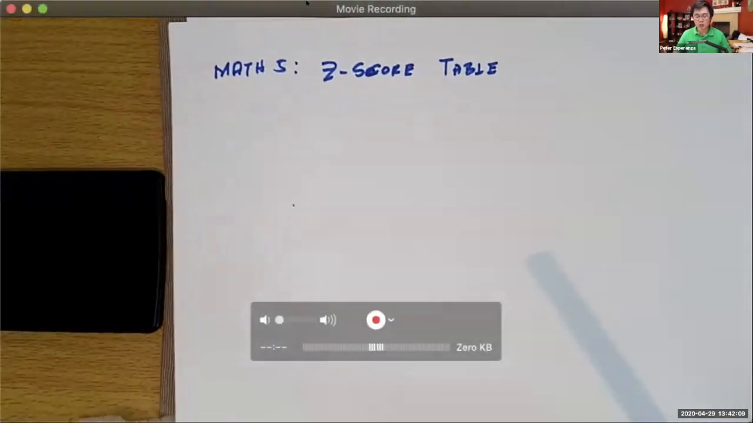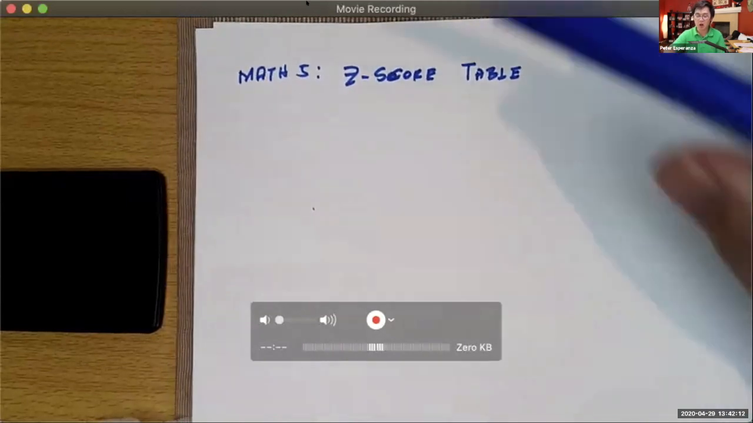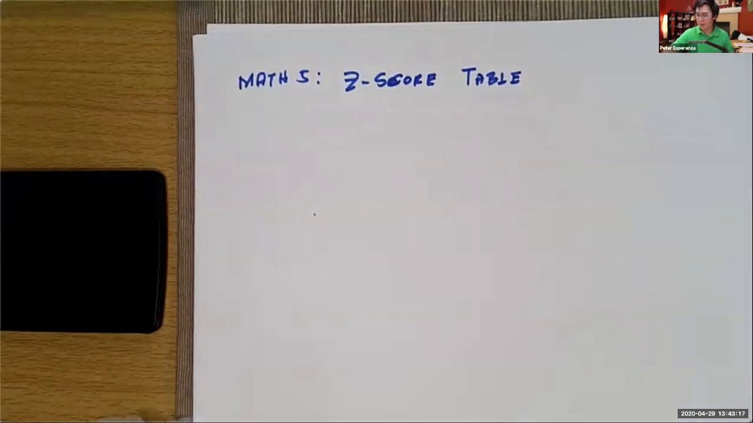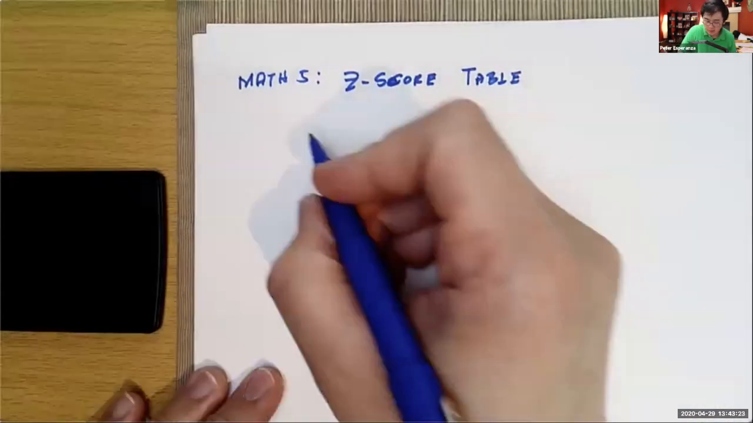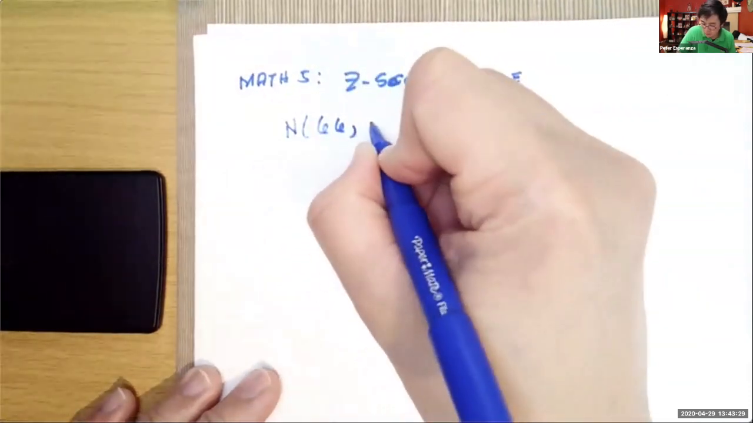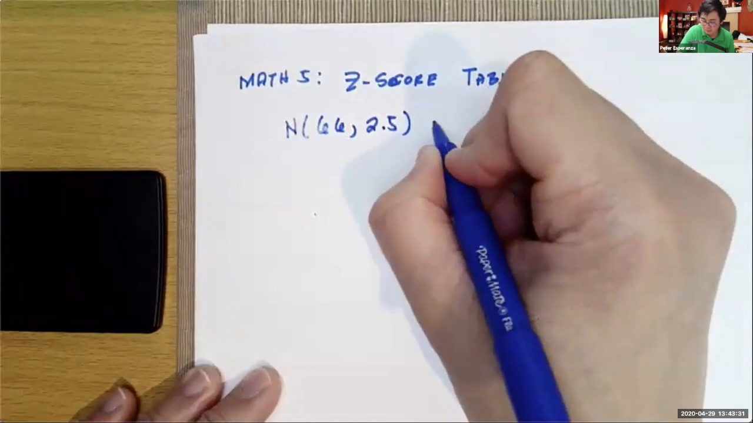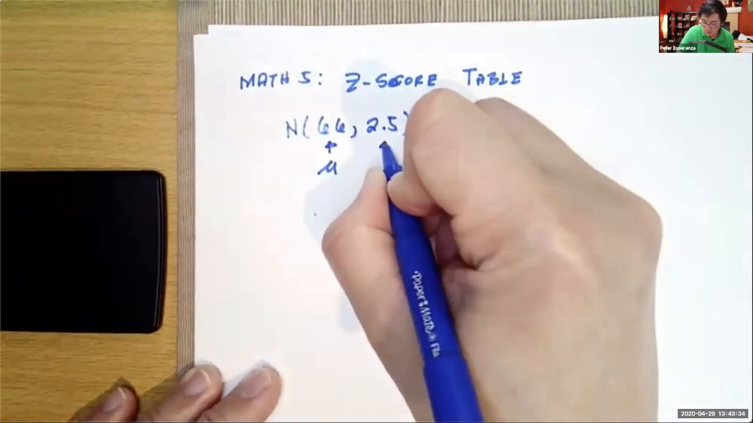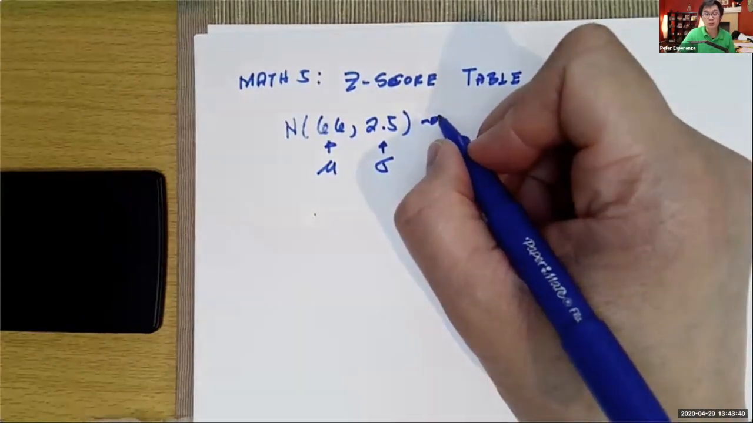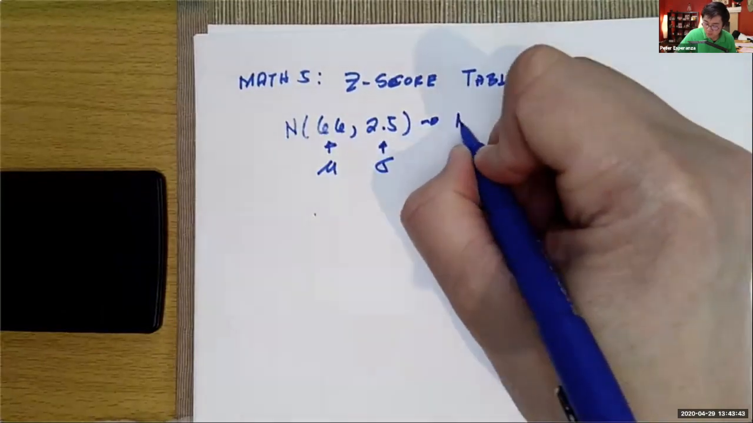So to make sure that you will be understanding this concept on the Z table, you need to make sure that you are remembering our lesson on the normal curve. A recap of what we did 2 weeks ago, because last week we did standard deviation. In a normal distribution, with 66 as the mean and 2.5 as our standard deviation. So this is our mean and this is our standard deviation. This is basically a symbol that we use in statistics, which is normally distributed.